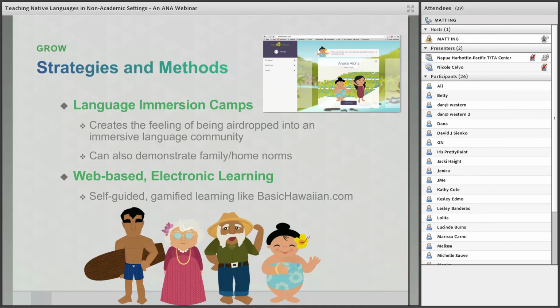This is one method, web-based electronic learning, and it's not just for young people. There are a lot of adults out there who really want to learn, but for various societal reasons are not willing to go to a classroom. For some in Hawaii, there's a shame associated with not being able to speak the language, and so they don't want to admit to this shame. They don't want to go out in public and attend a language class, if you will. And so this web-based electronic learning can be done at home and can be done in a safe environment.